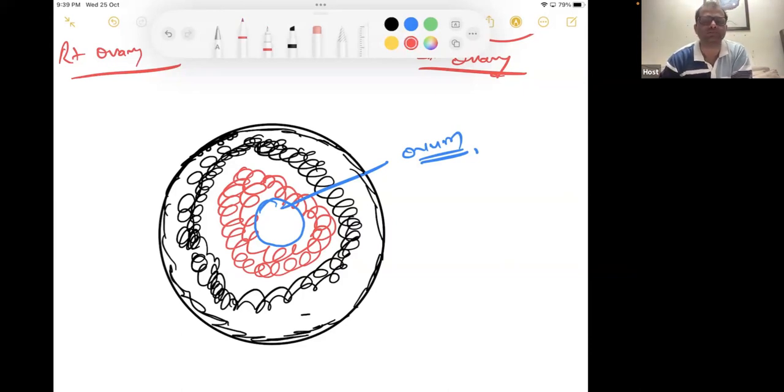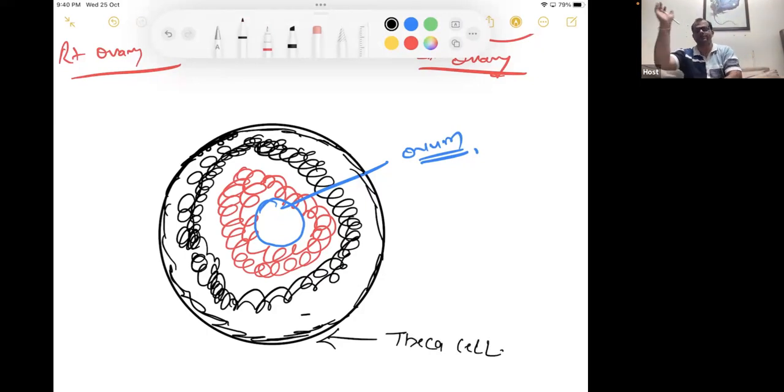सबसे अंदर ओवम, the inside is ovum. The outermost layer, we can see here. यहां पर जो सबसे बाहर की लेयर, इसे कहते हैं थीका सेल. थीका सेल, अभी बस नाम याद रखिए, थीका, वेरी इंपॉर्टेंट, राइट?